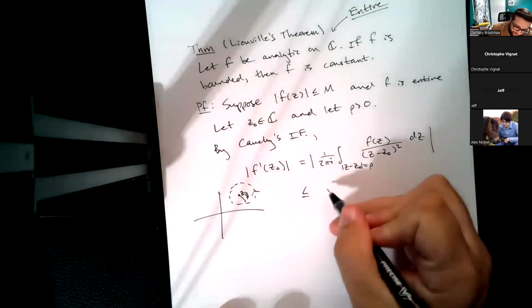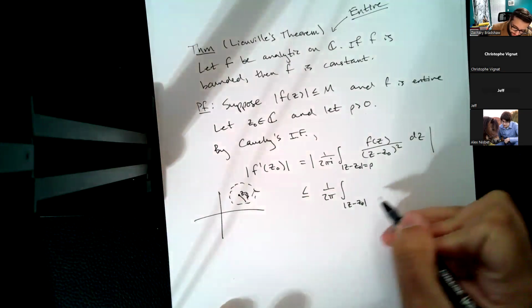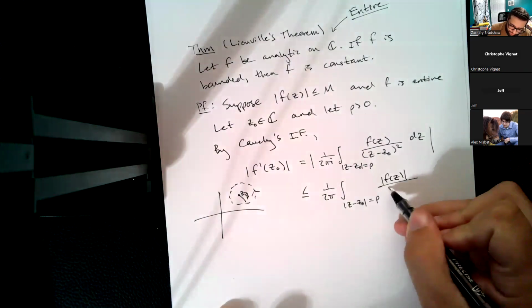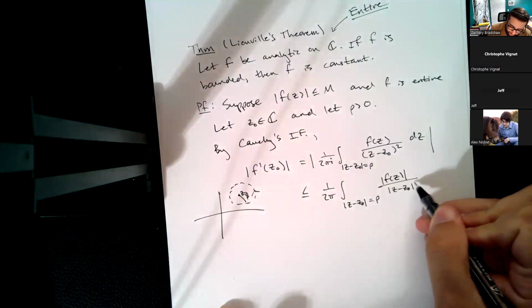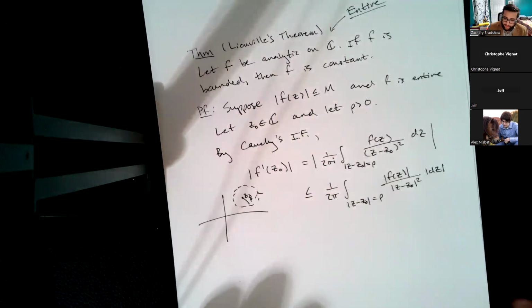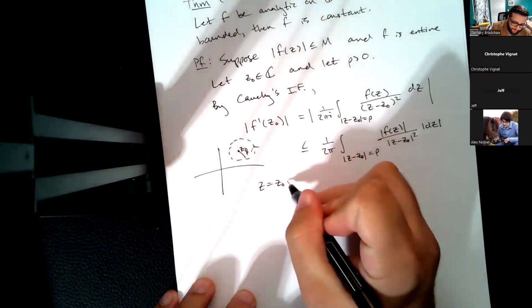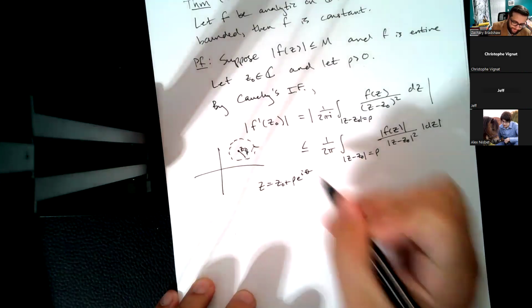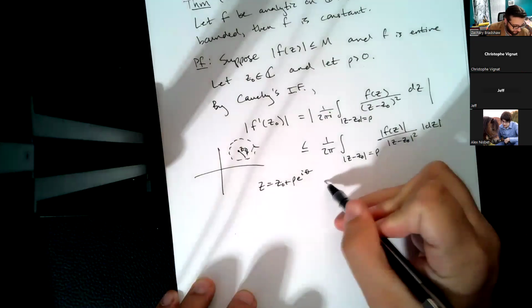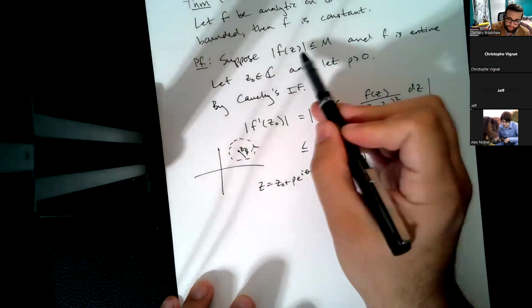But this, of course, is less than or equal to 1 over 2 pi times the integral over the same contour, with the magnitude thrown inside. Now we parameterize the curve. We set z equal to z0 plus rho e to the i theta. That's an arbitrary point on this curve. Then this becomes, well, let me also substitute in the bound here.